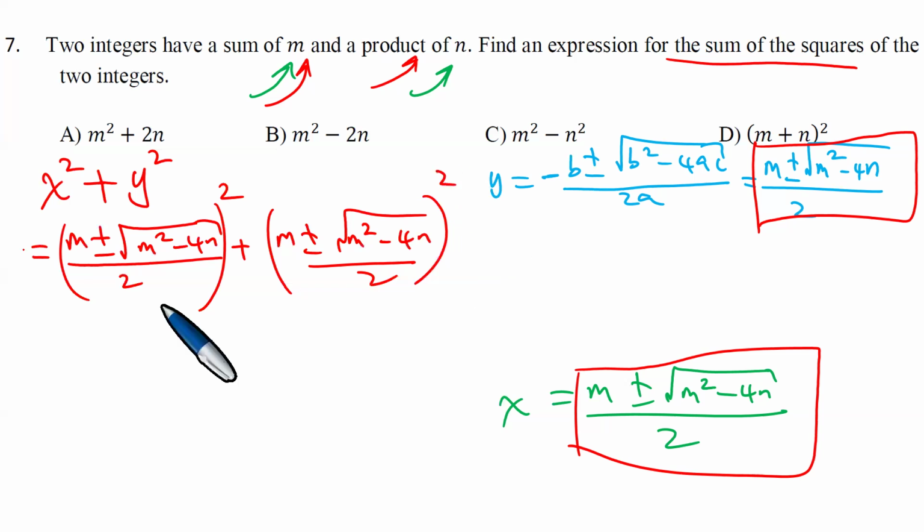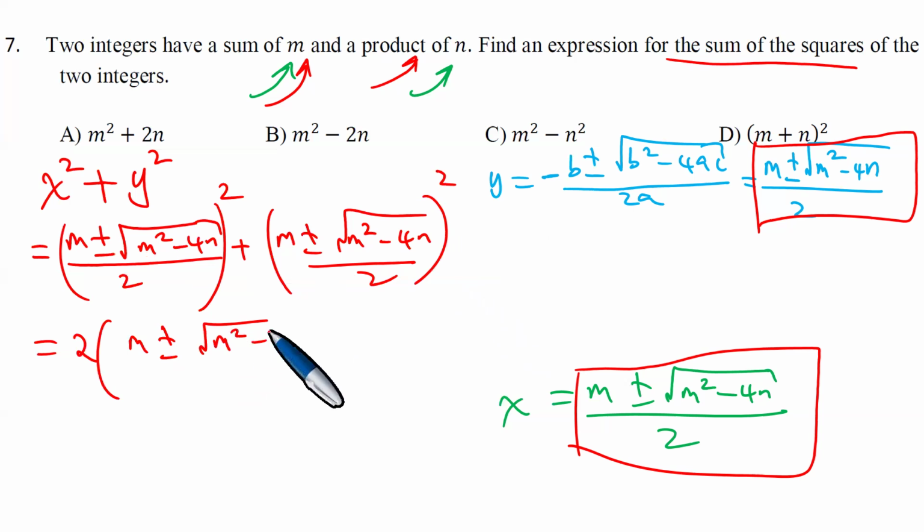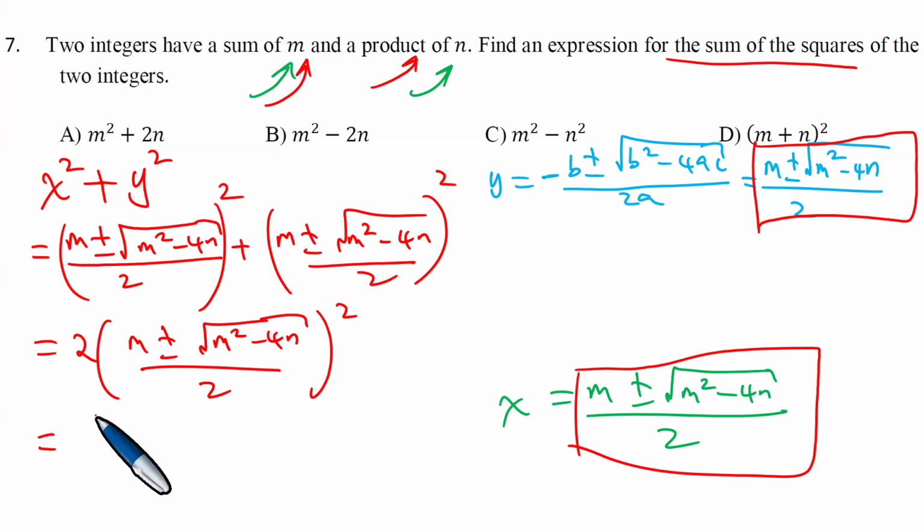Okay, so if you square these things, what do you get? Because you're squaring the same thing. So what this would mean would be, it's 2 of these. These are like terms. You add them up. So it's 2m plus or minus the square root of m squared minus 4n over 2. These and that are the same. So it's 2 of these. So if it's 2 of these, then you square everything.